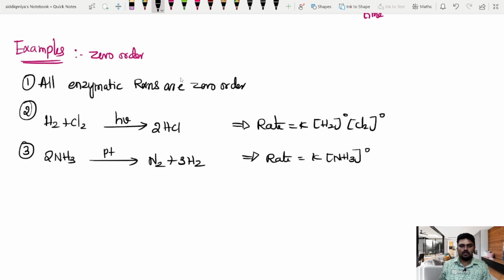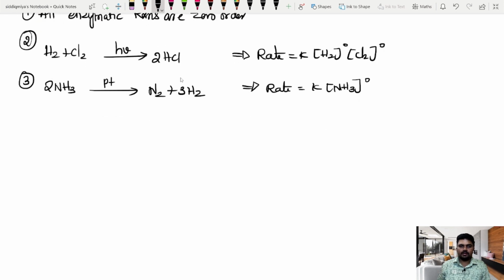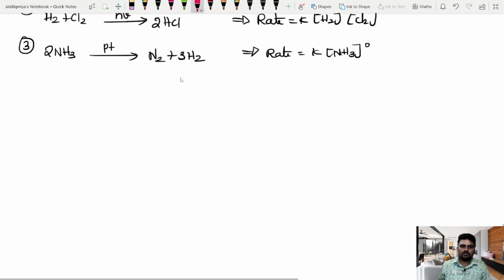Okay, so remember, the second one is light catalyzed reactions. And the third one is dissociation of ammonia under the platinum surface. Okay, right. Next we are going to see T half of a reaction.